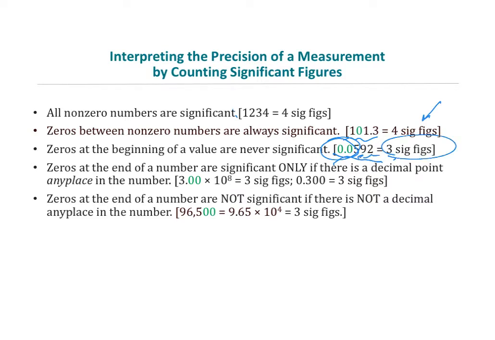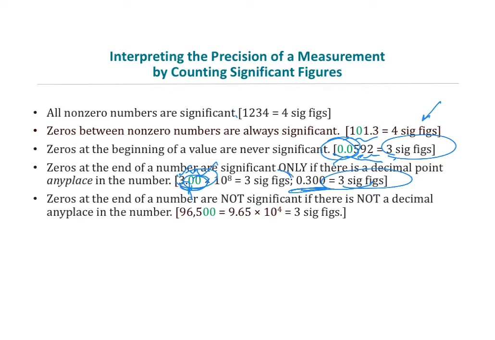Zeros at the end of a number are the ones that are iffy and the ones you have to pay attention to, okay? If there are zeros at the end of a number, they might be significant, but they might not be. So the bottom line is, if there is a decimal any place in the number, at the beginning, at the end, in the middle, any place, then these trailing zeros, or zeros at the end of a number, are in fact significant. So there is a decimal here, so it has 1, 2, 3 sig figs. Okay, here's another example.